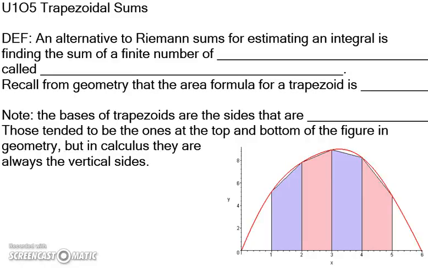Alright, in this video we're going to talk about Unit 1, Objective 5, trapezoidal sums. Trapezoidal sums are an alternative to the Riemann sums that we found before to estimate the integral. With Riemann sums we found a finite number of rectangles. I'm going to blow your mind here, but with trapezoidal sums we're going to find the sum of a finite number of trapezoids. And that's going to be called the trapezoidal sum.